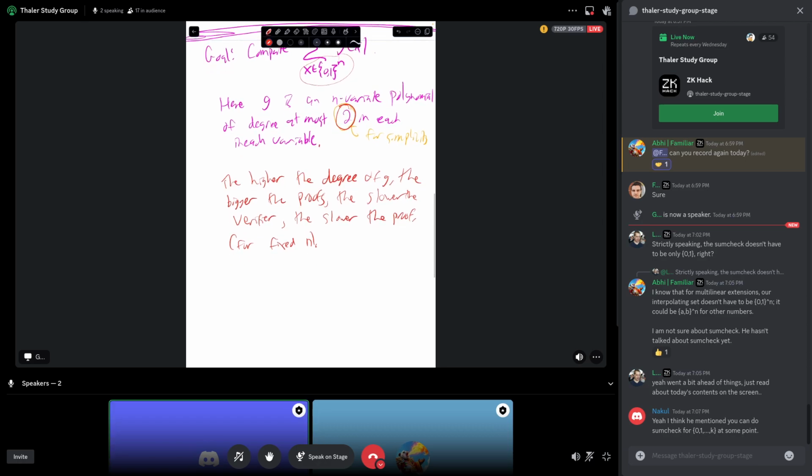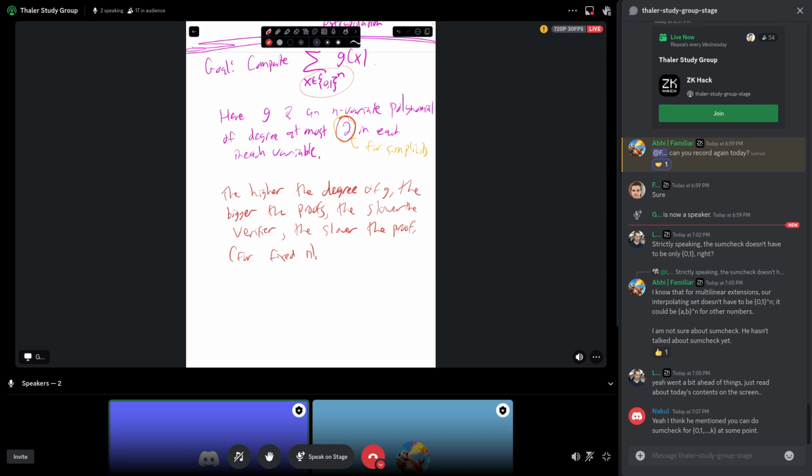Okay, so let me tell you a little bit about this protocol. From the verifier's perspective, this SumCheck protocol acts as a reduction.